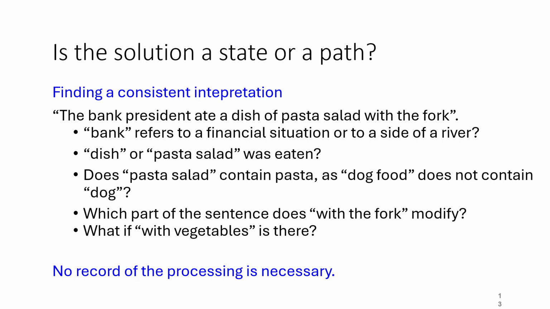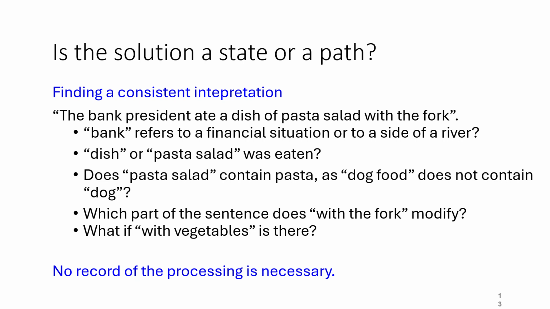So no recording of the processing is necessary. Here, the conclusion of this problem is that the solution is a state and not a path, because only the final consistent interpretation matters here and no record of processing is required.